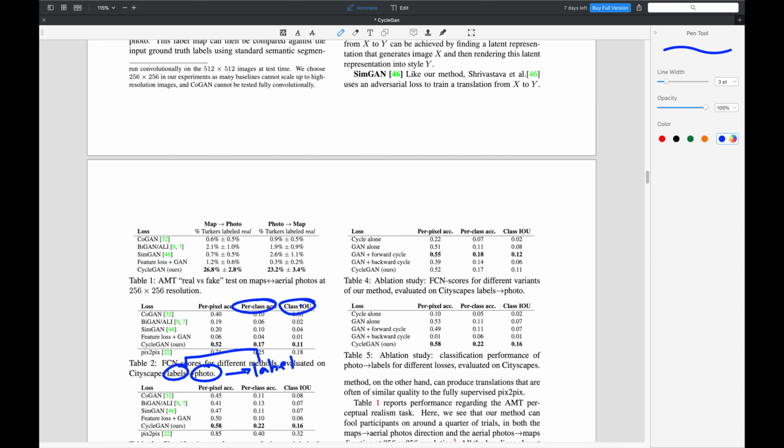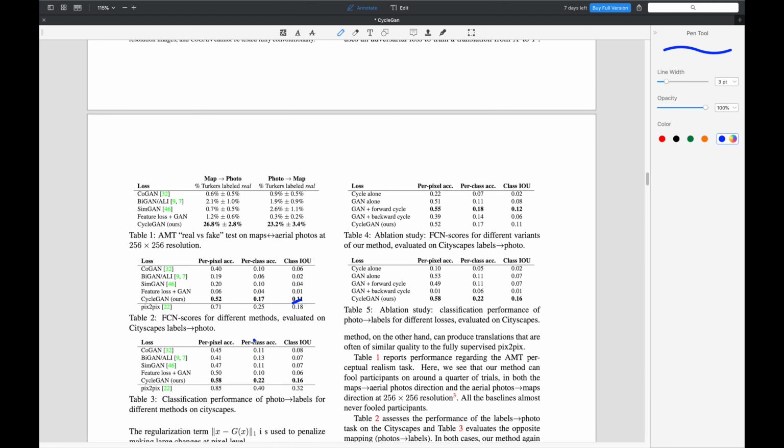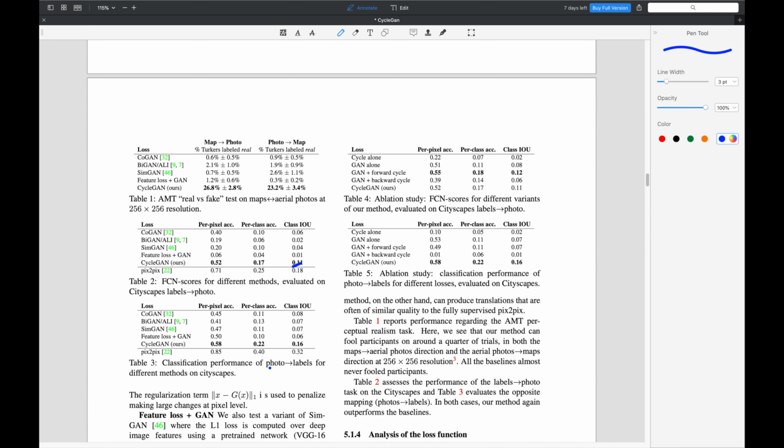the class IOU. So you can see that pix2pix, by the way, is a paired image-to-image translation method. So pix2pix, of course, outperforms the unpaired methods, but among the unpaired methods, CycleGAN is superior to all the other examples. And of course, when converting photos to Cityscapes labels, for the per-pixel accuracy or class accuracy IOU, CycleGAN outperformed all the previous methods.